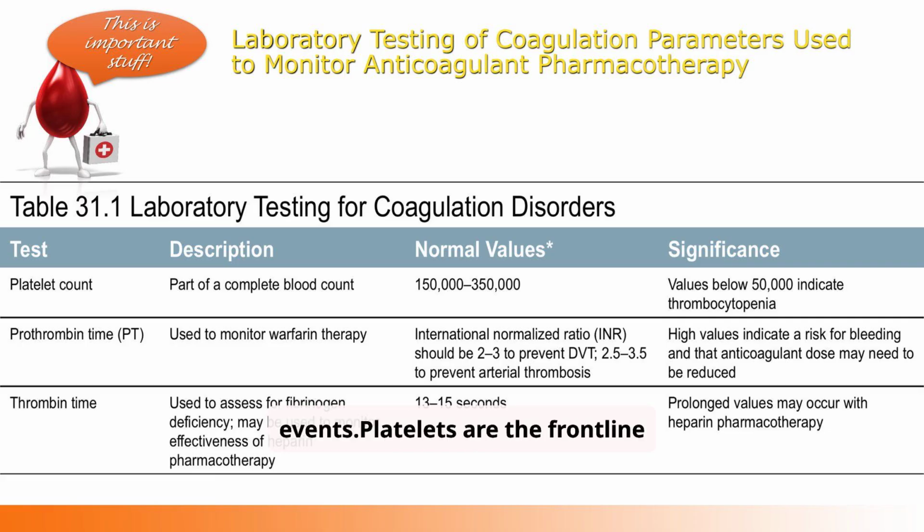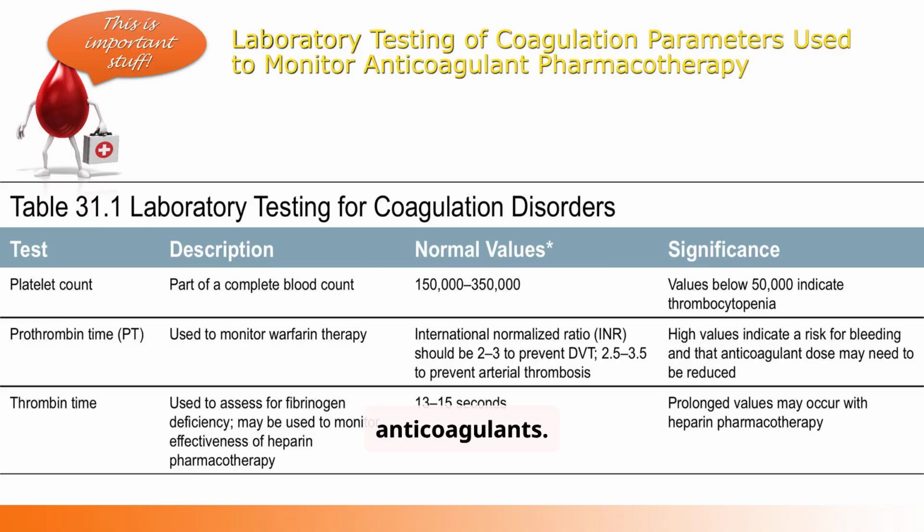Platelets are the frontline soldiers. If the count is low, even with perfect clotting factors, you're still at risk. And always look at the whole picture. Low platelets plus high INR, that's a bleeding disaster waiting to happen. Nursing tip. If your patient is bruising easily or has bleeding gums, check their platelet count, especially if they're on multiple anticoagulants.